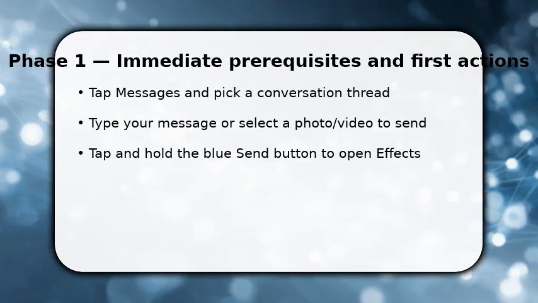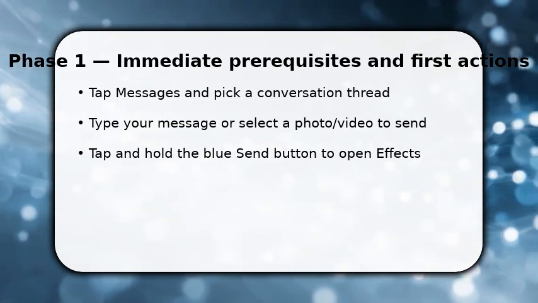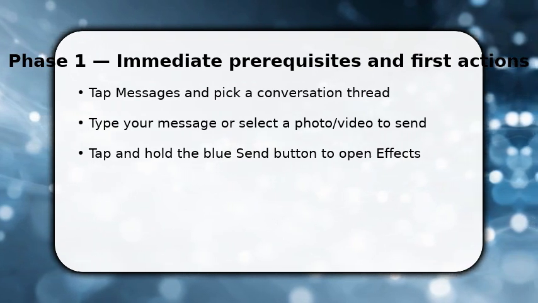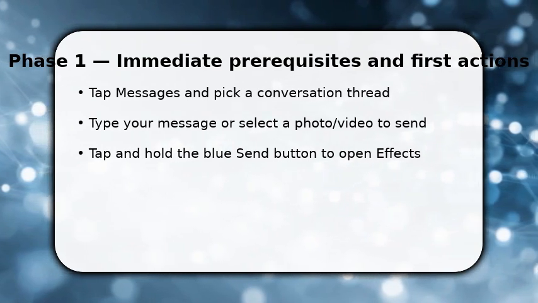You start inside Messages, open the conversation you want and type the text or choose a photo. Once you have content, press and hold the blue Send button. This reveals two tabs, Bubble and Screen. Make sure to keep your finger steady.